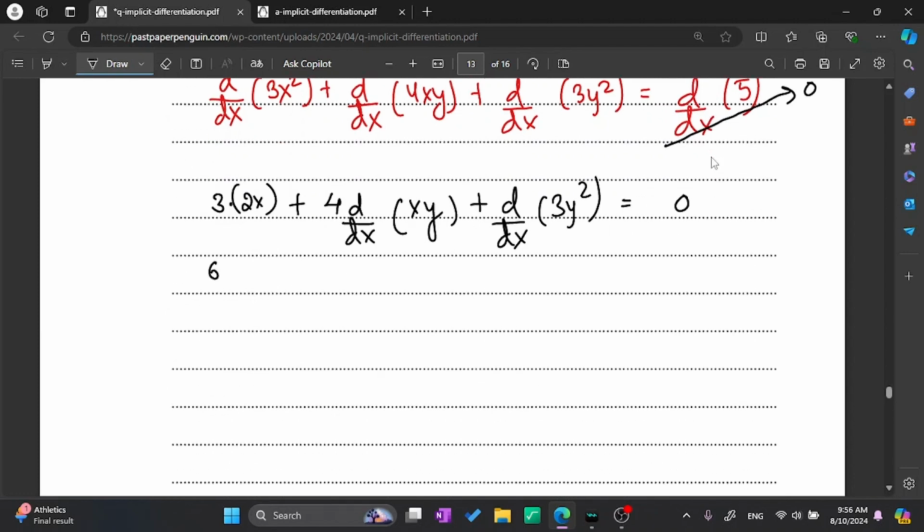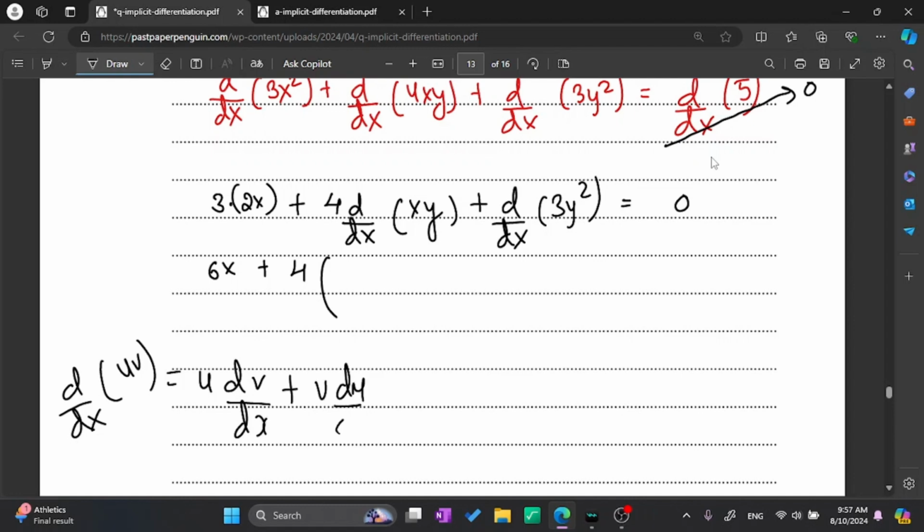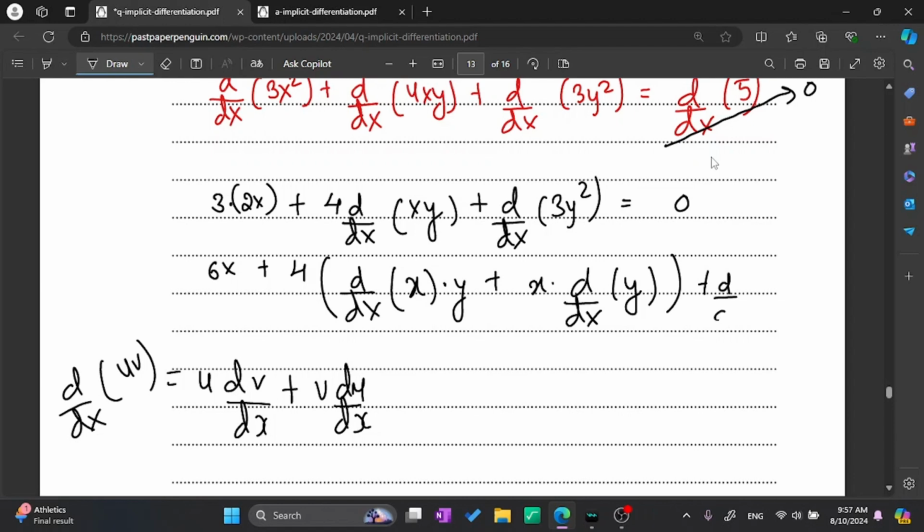Now 6x plus 4. Let's use the product rule, which says that d over dx uv is u dv over dx plus v du over dx. Simply this: d over dx x times y plus x times d over dx. This is the product rule. Let's copy this as it is for right now, plus 3y squared, plus 0.